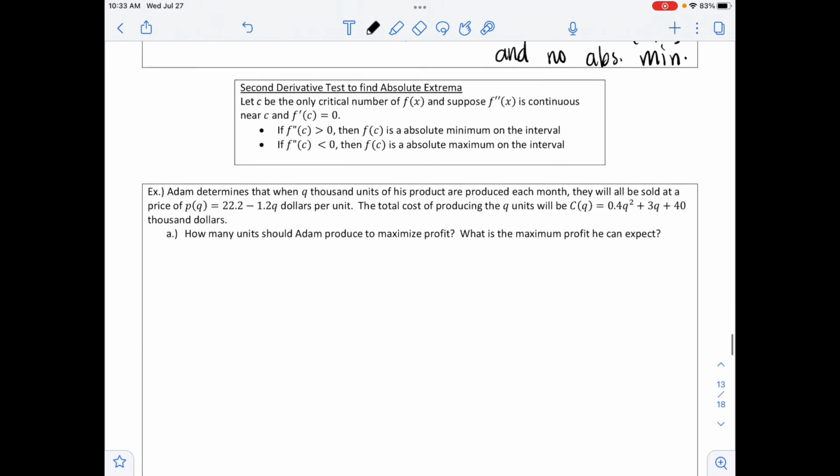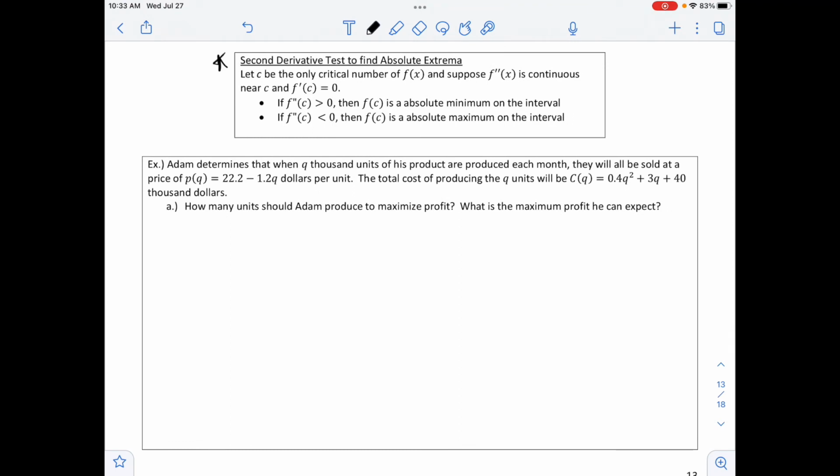So the next thing that we have is called the second derivative test to find absolute extrema. And so this one says, let c be the only critical number of f of x, and suppose the second derivative is continuous near c, and the first derivative is equal to 0 at c.